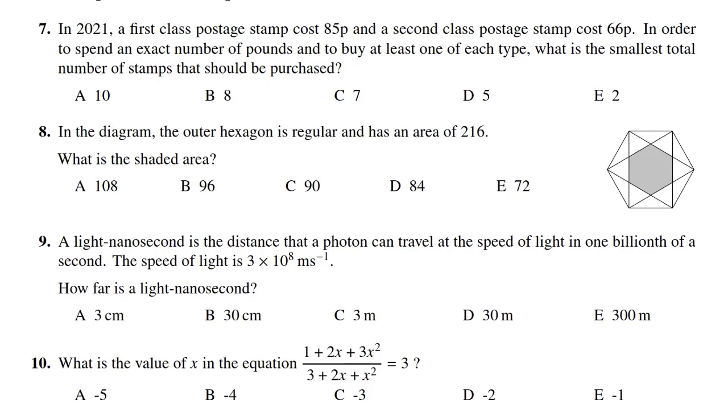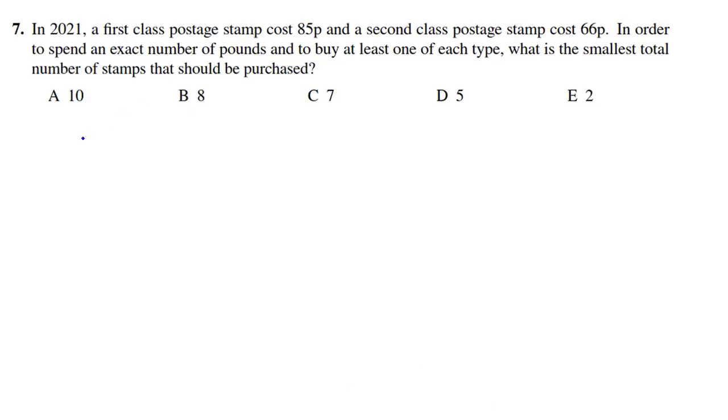Okay, let's see. Suppose we have M stamps that cost 85 pence, and N stamps of 66 pence. We should spend an exact number of pounds, so it should be a multiple of 100. Or we can use divisibility. You should know the ideas in divisibility and modulo.